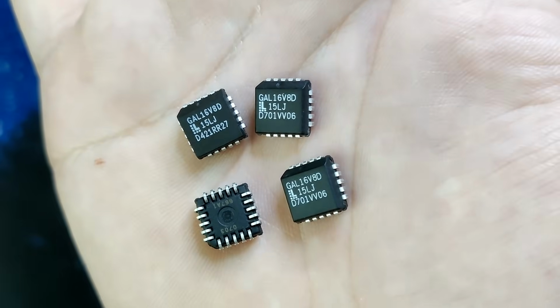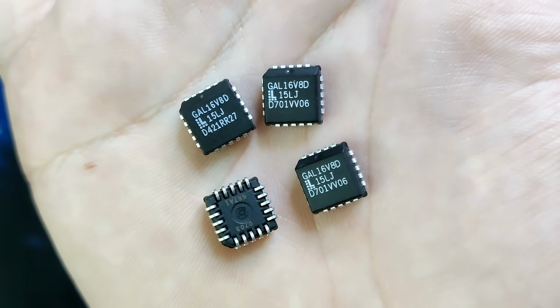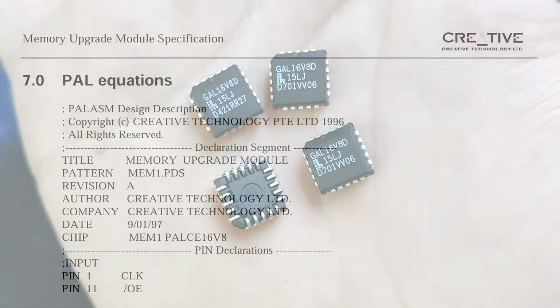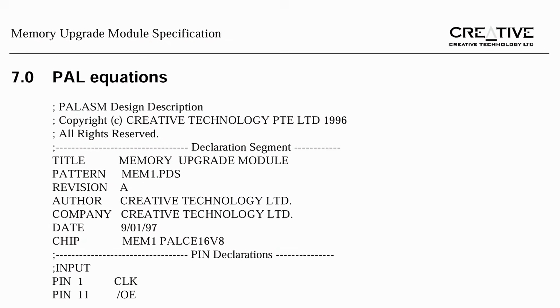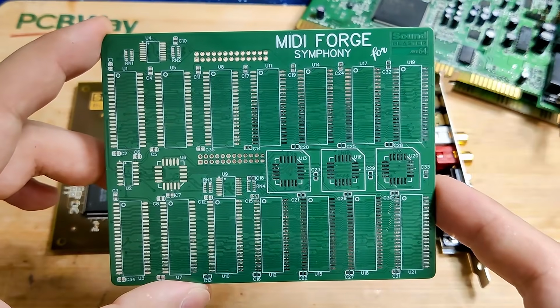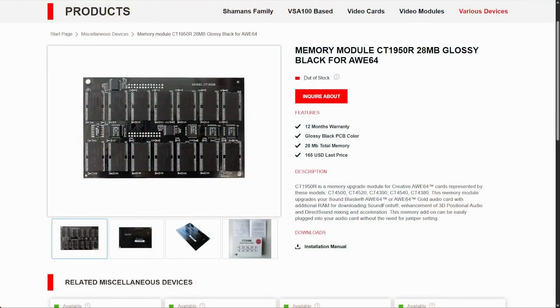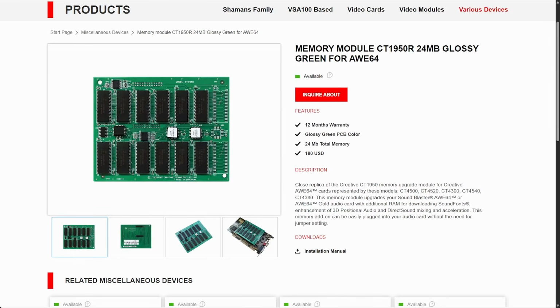Apart from the memory chips, you will have another 4 chips here that are programmable. You need the correct equations to program these 4 GAL chips, and that's the secret of this memory expansion board. I know there are already some replicas, but these memory expansion boards are not readily available. So yeah, hopefully we are going to change that today.